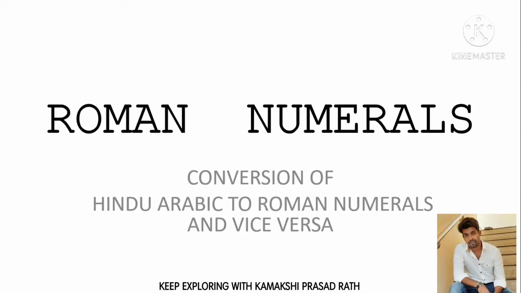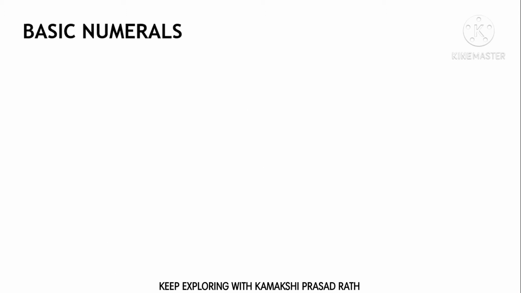In this video, we will learn how to convert Hindu-Arabic numerals to Roman numerals and Roman numerals back to Hindu-Arabic numerals. So let's start. Hindu-Arabic numerals are the numerals that we use in our daily life, using the digits 0 to 9. And for Roman numerals, we use the symbols I, V, X, L, C, D, M. In this way, we will learn how to convert Hindu-Arabic to Roman and Roman to Hindu-Arabic. For this, we will first learn some basic numerals in both systems.